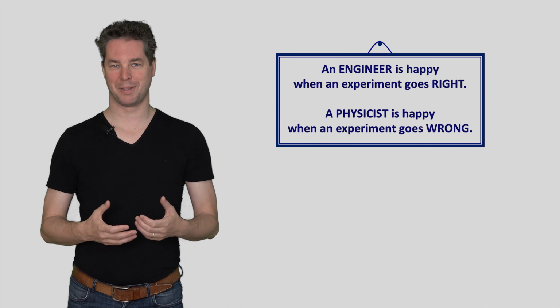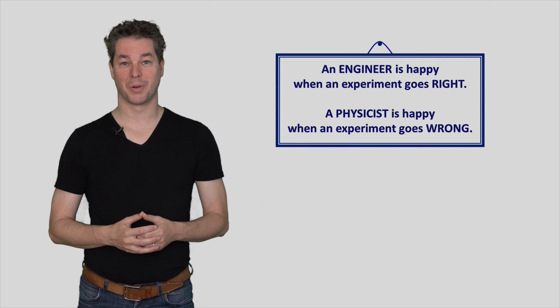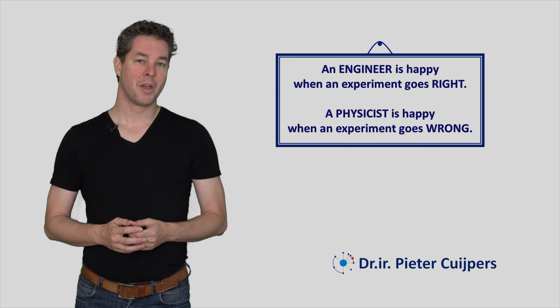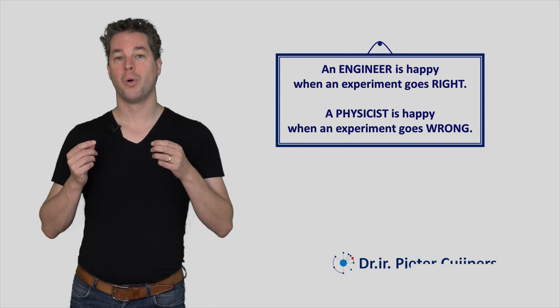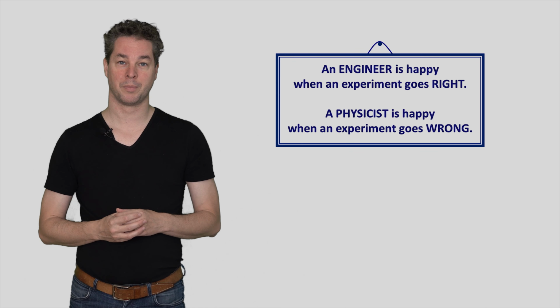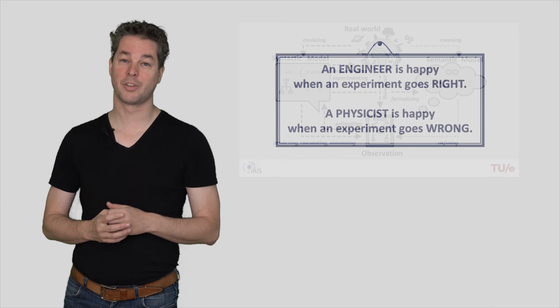A physicist is happy when an experiment goes wrong. An engineer, not so much. But both really want to know what it is that went wrong. How to analyze that is the topic of this video.